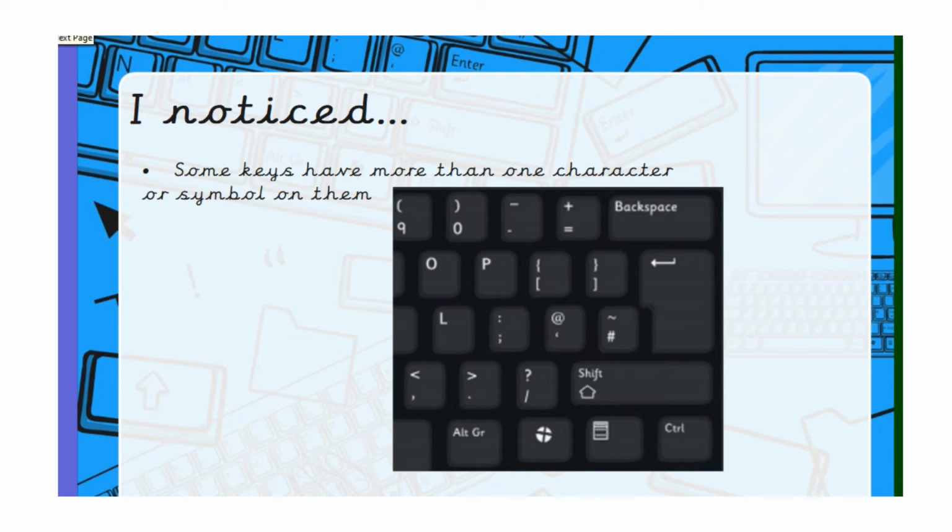Did you notice something else? That some of the keys have more than one character or symbol on them. Oh, here are some math symbols. We looked at those last term, didn't we? Less than and greater than. And underneath is a full stop. Can you see a question mark? Yes, there it is. Oh, there's an addition sign, an equal sign. And this key here, that's our right hand shift key. We're going to be looking at this key today. Okay, can you say that? Shift key.